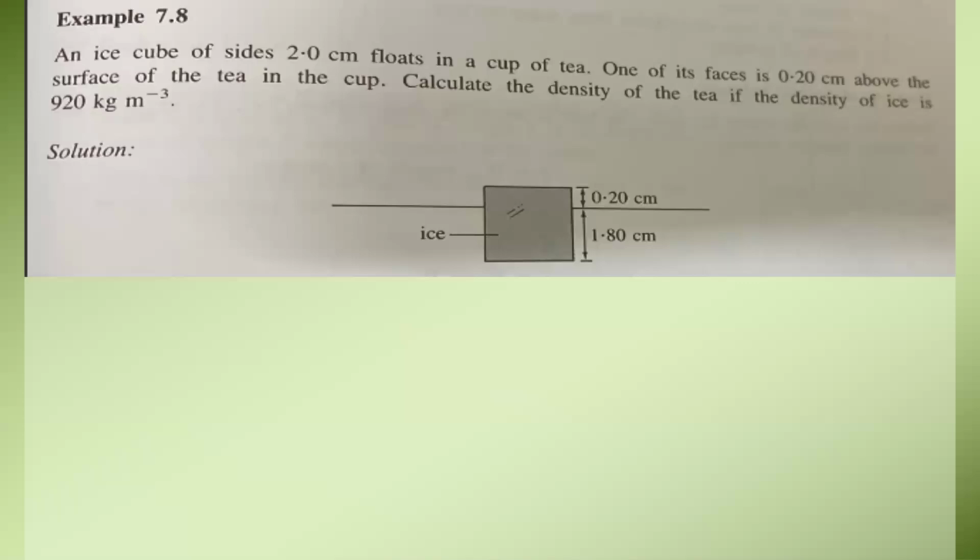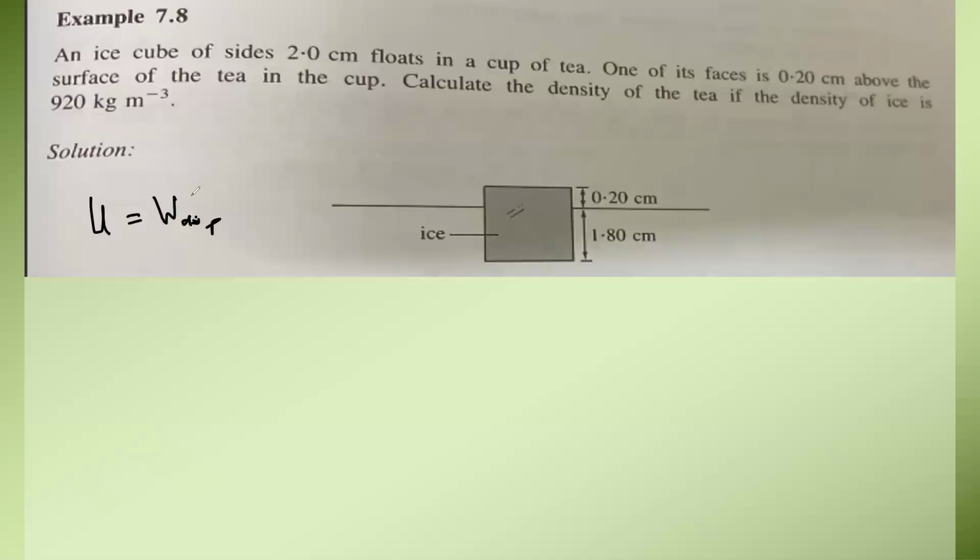So whenever an object is floating, what can we say? We can say that the upthrust is equal to the weight of the liquid displaced. So upthrust is equal to the weight of the displaced liquid. So we can say the upthrust is equal to how much liquid is being displaced.